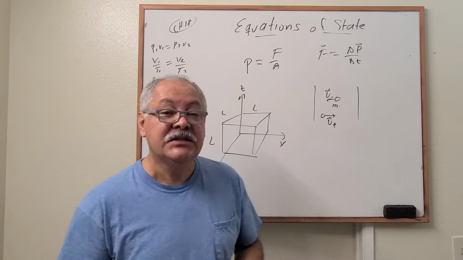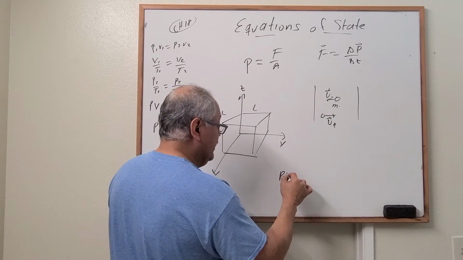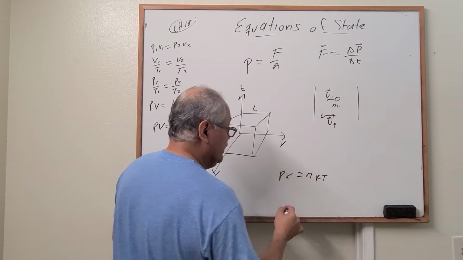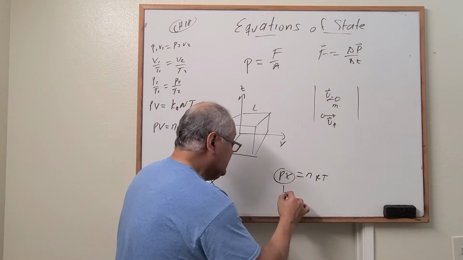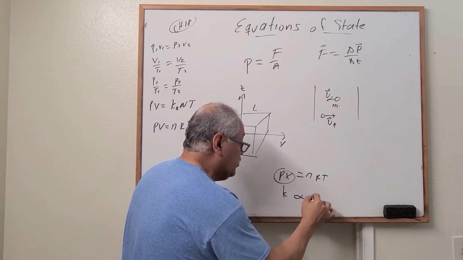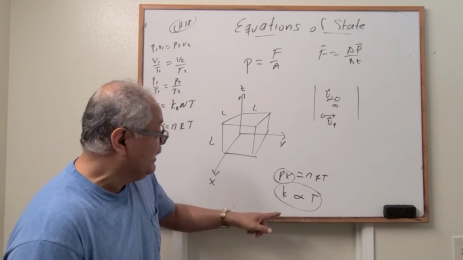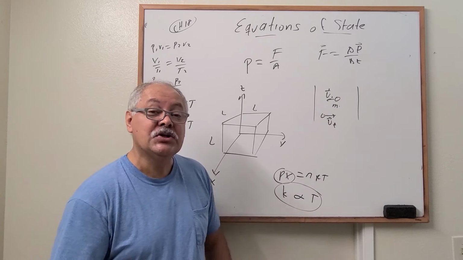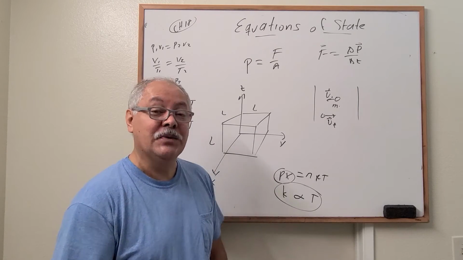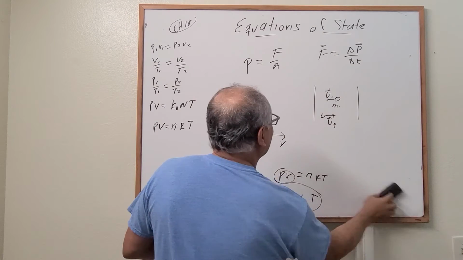If energy is conserved, remember we mentioned that PV equals nRT, so PV has units of energy. That means the kinetic energy must be proportional to the temperature. Let's find that condition, that the kinetic energy is proportional to the absolute temperature. That's the goal for this analysis. Okay, let's do it.